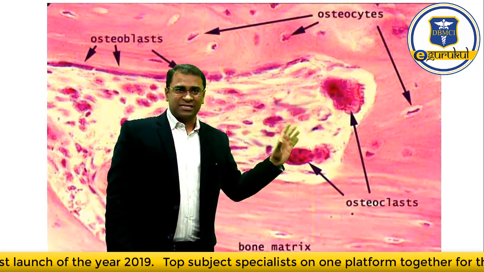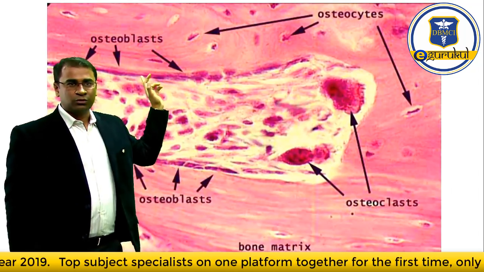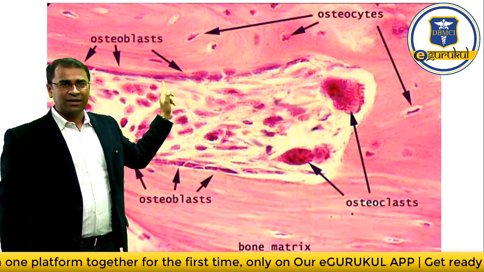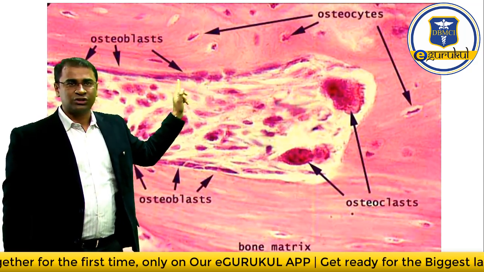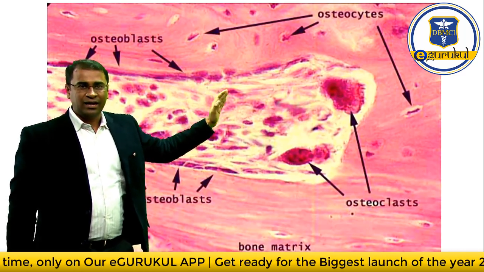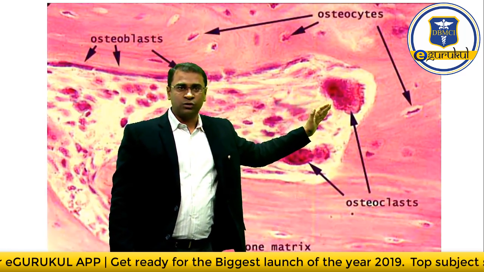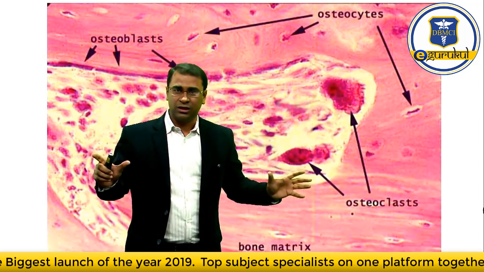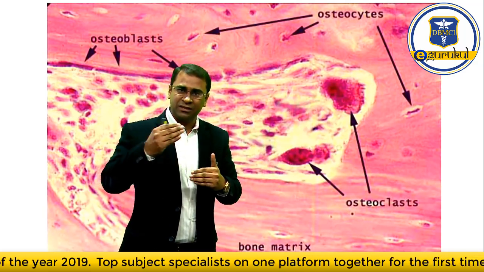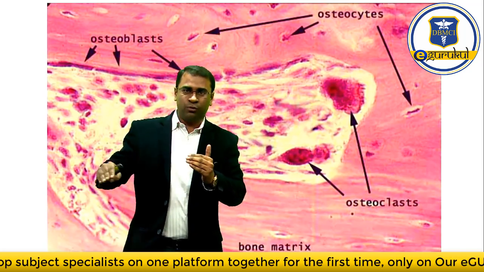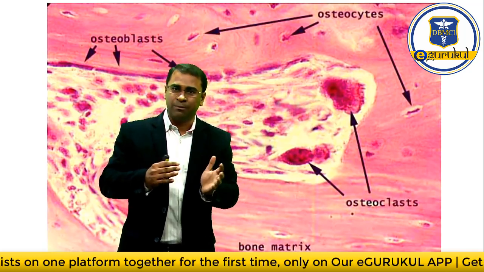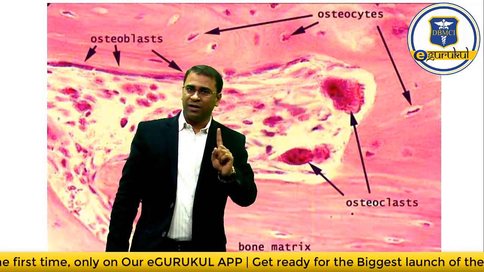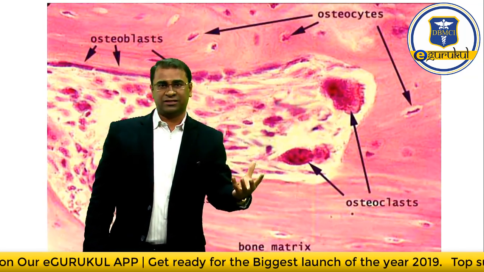Now, if we see the same thing in a higher magnification, these pink areas are all the bones, and lined here, these cells are all osteoblasts, okay? And when you see this area here, as you all remember, it's a physiological giant cell called the osteoclast. So osteoblasts are making the bones, osteoclasts are breaking the bones, and they both occur simultaneously in the bone. Osteoblast is a single nucleated cell and osteoclast is a multinucleated cell.